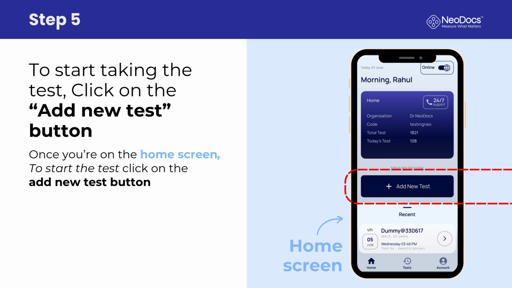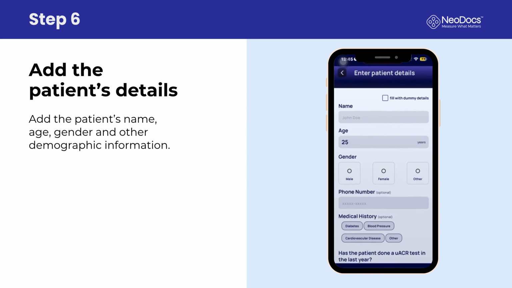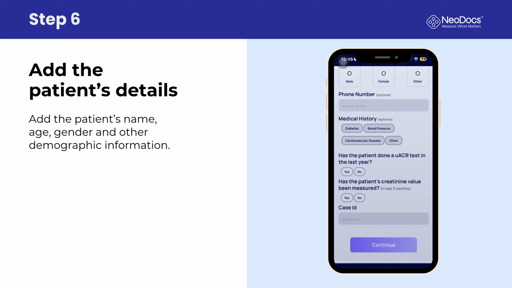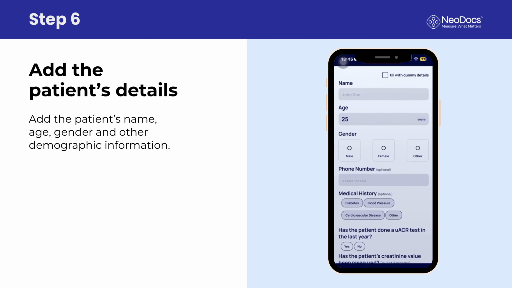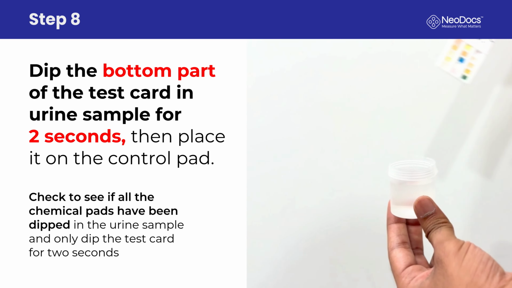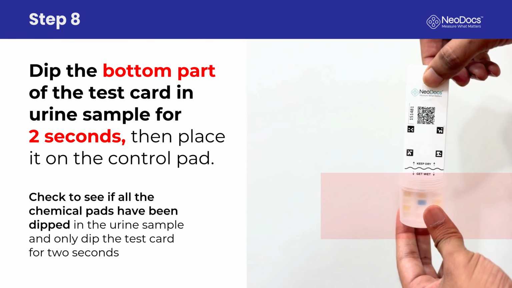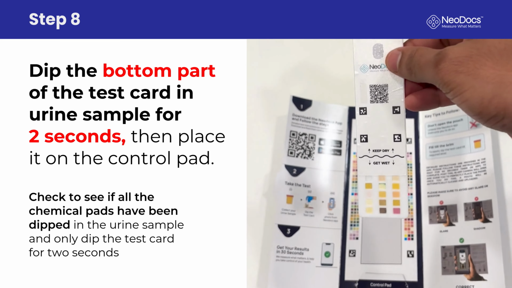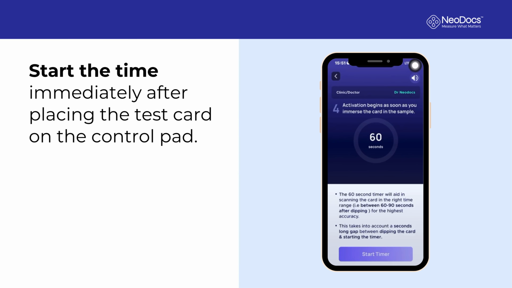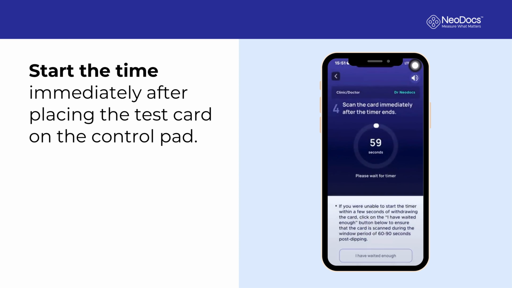To start taking the test, click on the Add New Test button to add the patient details, name, age, gender, and other demographic information. Request the patient for their urine sample in the provided container and ask them to fill it completely. Dip the test card in the urine sample for 2 seconds and then place it on the control pad. Start the timer immediately after placing the test card on the control pad.